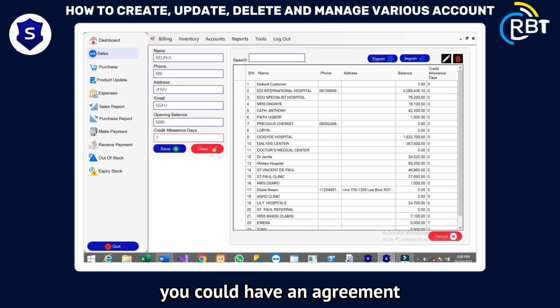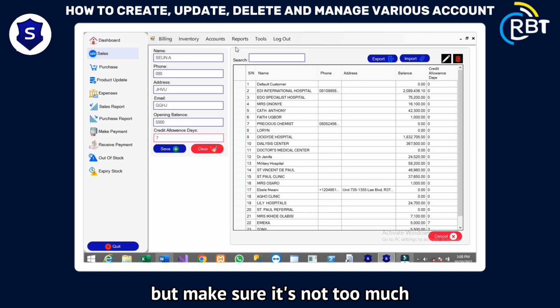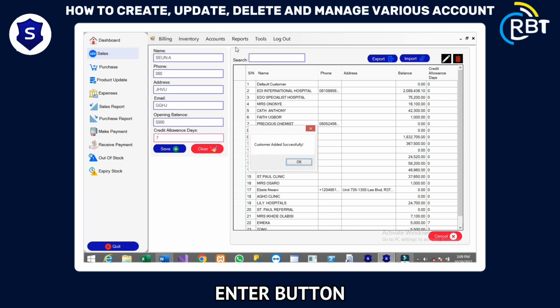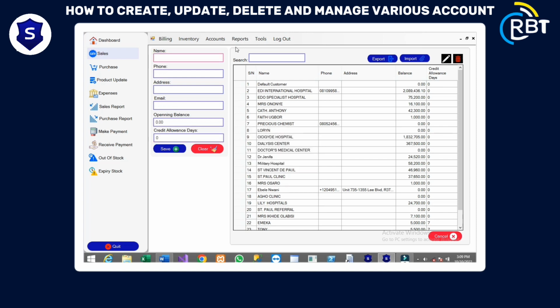You could have an agreement with your customer to pay in 1 month, 2 months, whatever it is, but make sure it's not too much so that it doesn't kill your business. Let's assume I give Sean 1 week to pay me whenever I supply him. All I need to do is click the enter button, and I've saved Sean. I could go on and on to create more customers.